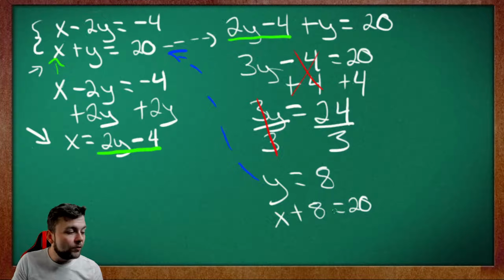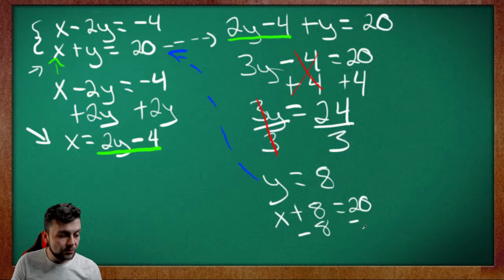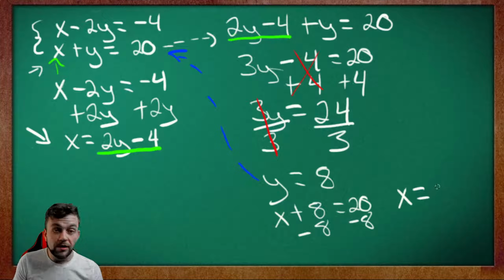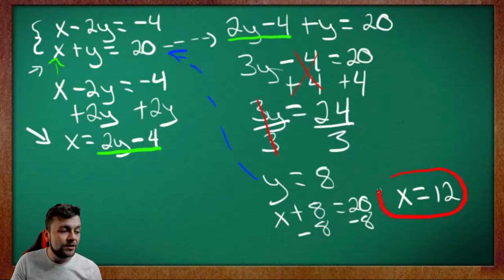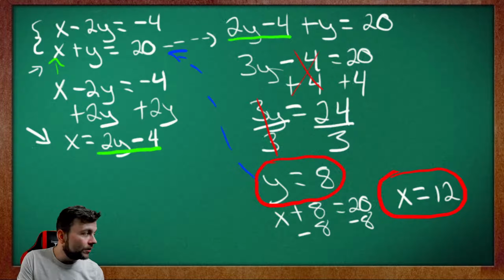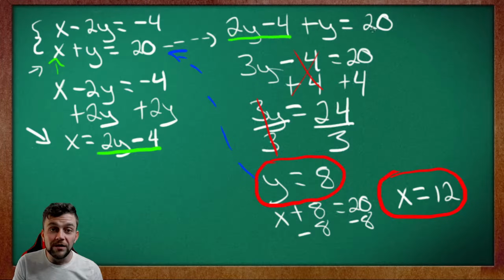And then we move that 8 over, so we subtract 8 from both sides. And we're left with x equals, and what is 20 minus 8? It is 12. Go ahead, always circle your answers. x equals 12, y equals 8, and remember, this is a point on a graph.